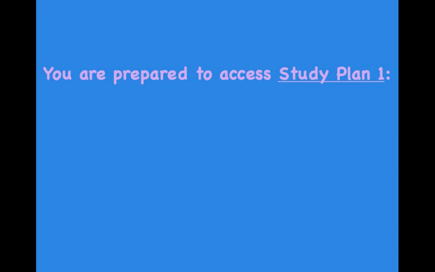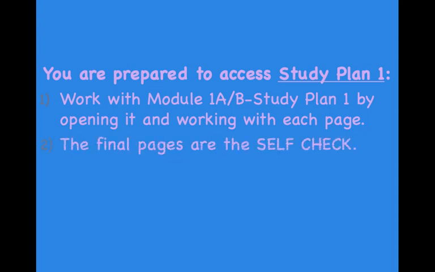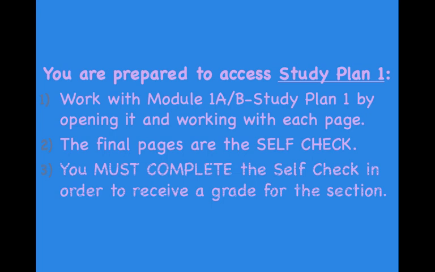So at this point, you've completed the material, the instructional video for Study Plan 1 for Module 1A. And you're prepared to work with Module 1A Study Plan 1 by opening it and working with each page. So go through a screen at a time. The final pages are the self-check. And please realize that you must complete the self-check in order to receive a grade for the section. So let's take a look at what this looks like. You click on encantado, and you go through each section. So click on encantado.